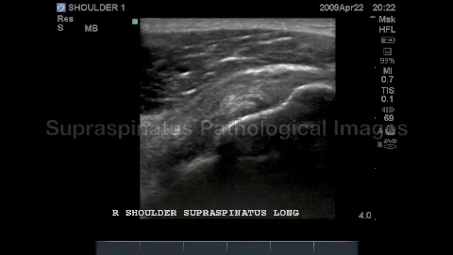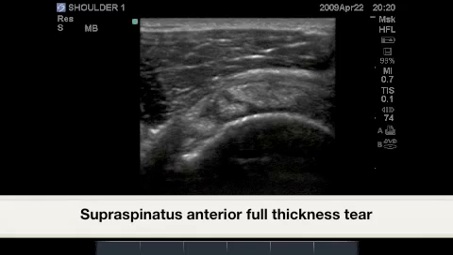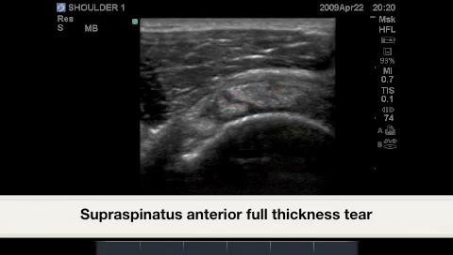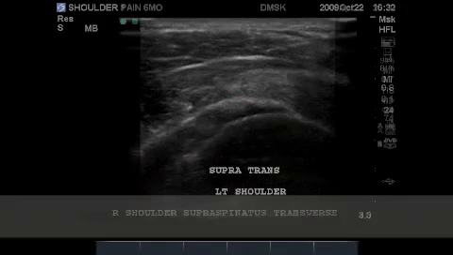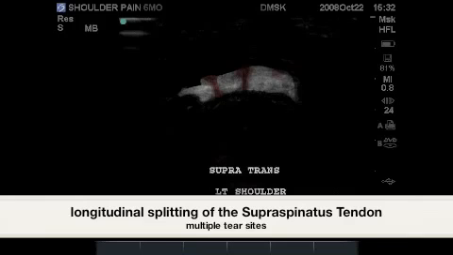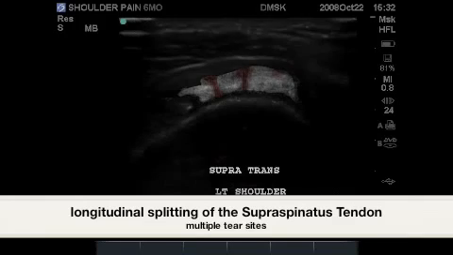Supraspinatus pathological images. This image demonstrates an anterior full thickness tear as well as a bursal surface mid-segment tear of the supraspinatus tendon. Here we have multiple tear sites with no volume loss identified in the transverse image.